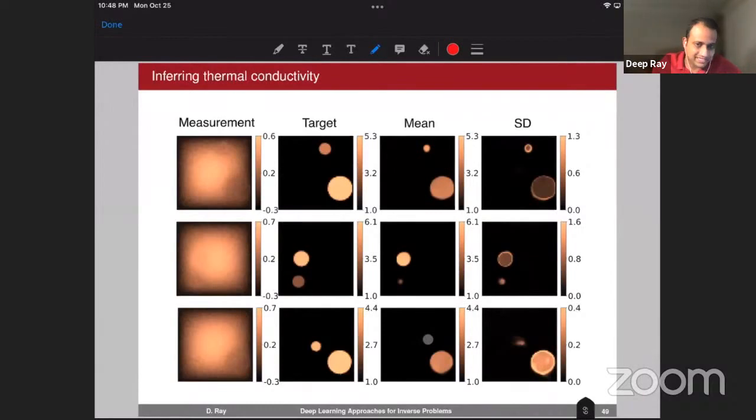But of course, we're still trying to test out this argument and see if it holds true. We're trying to show this mathematically as well. But we are seeing that you are able to generalize better, even on out of distribution samples, which are not there in the training set.